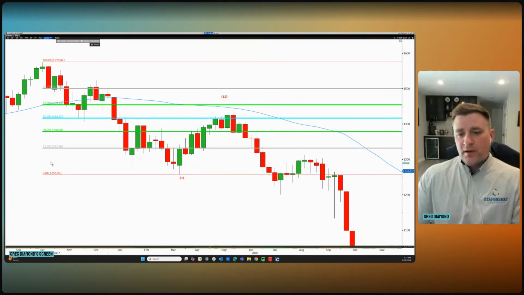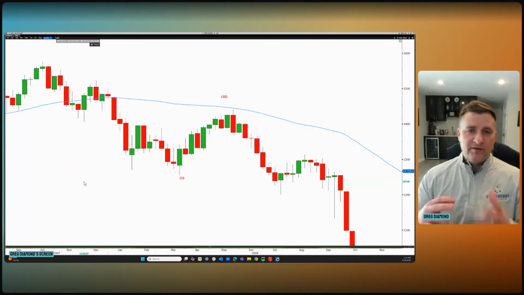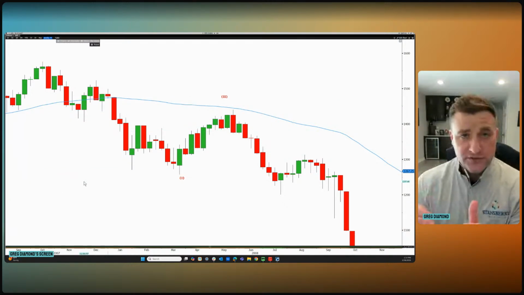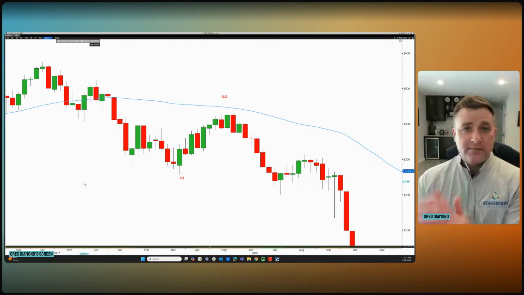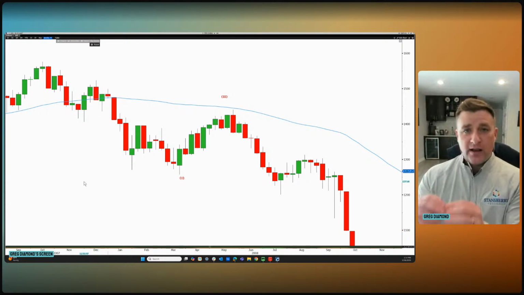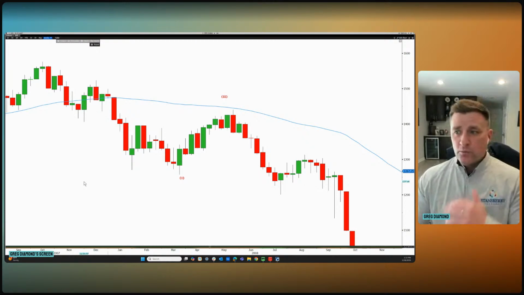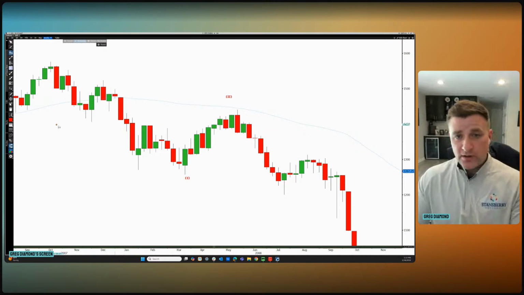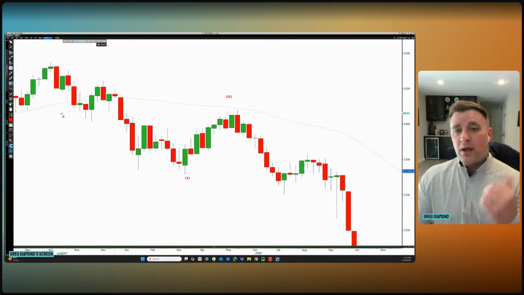A better way, I think. And this is what we call a Fibonacci confluence zone. Basically, I'm taking multiple Fibonacci levels and placing them on the chart to see where a range of Fibonacci levels will tell me this is probably a place where the market is going to find resistance or support. In this case, we're looking at resistance.